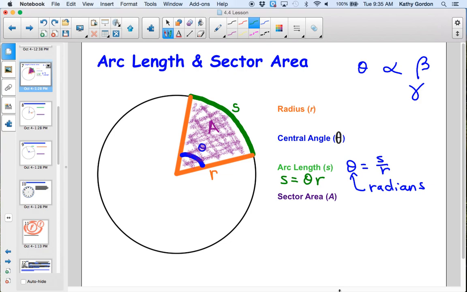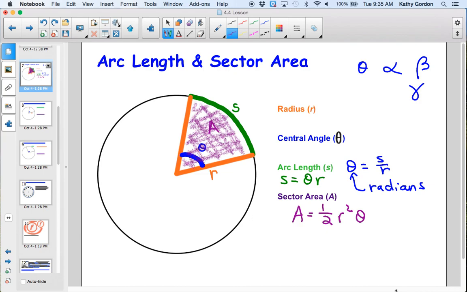For sector area, we can derive from what we know about circles and how to find area of circles that we end up with a sector area equation that is 1/2 r squared theta. So it's kind of a combination of triangle and circle, if you look at it. And that's kind of what we've got going on, right?